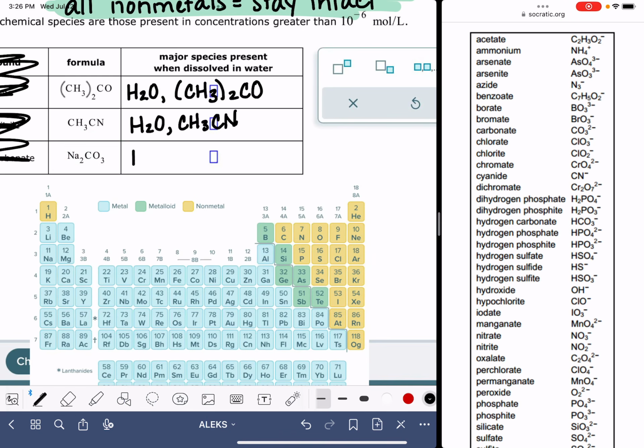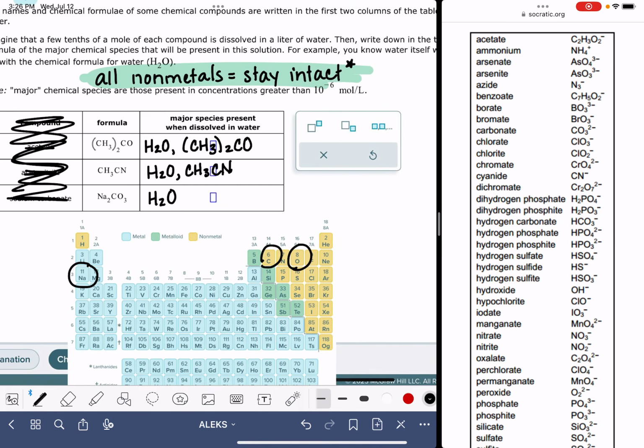Again, first of all, water, always present. What do we have in this molecule? We have sodium. We have carbon, we have oxygen. So here we have a metal. If there is a metal present, then the molecule is going to split into cations and anions.